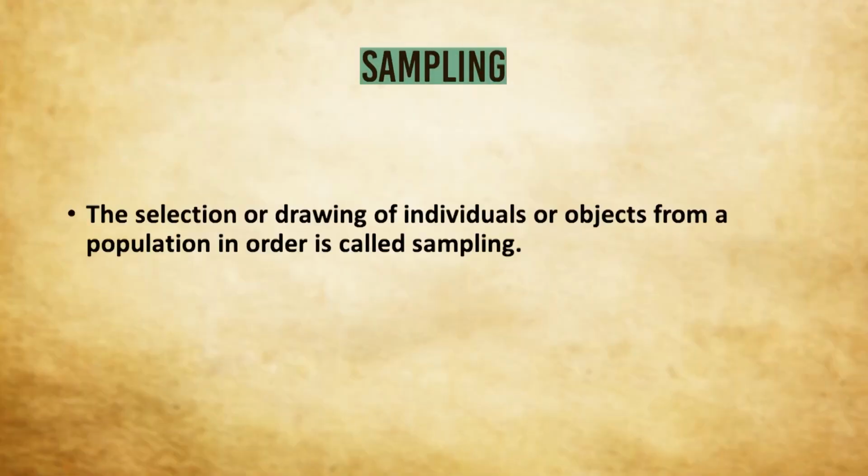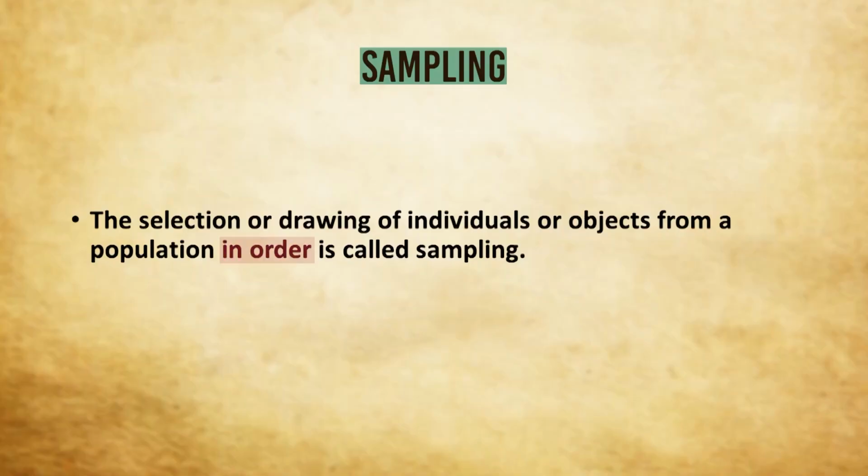So you see, these are basically the parts of the given population, but these are used to represent the whole population. So one problem comes to our mind, that is how to represent the population, and that problem is to be addressed. When we have to take a part of the population, how the part or the sample will represent the whole population will depend on how we draw the sample. This act of drawing the sample is called sampling. The selection or drawing of individuals or objects from a population in order is called sampling.